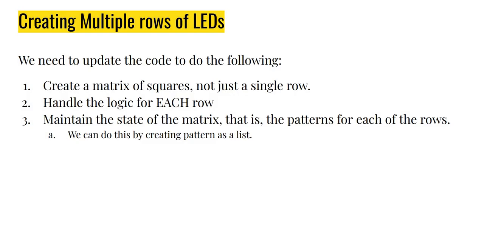Remember, previously we had just one number called pattern, and that's what was being displayed. That would get updated as the program would run. But now we need a pattern for every row, which means that we need to maintain the entire state as a list. So what we'll do is to create a list called pattern vector, which will hold the state for every row of the matrix. And we'll see how we can make this dynamic, how we can update it as the program runs.